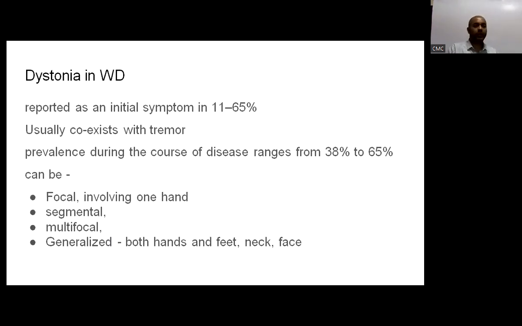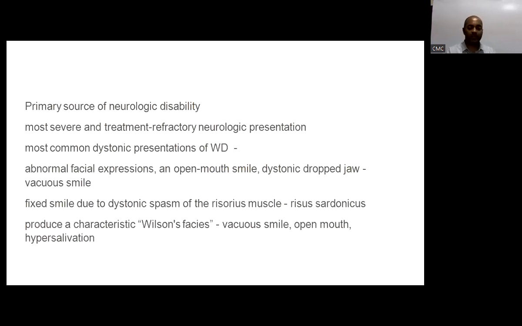So coming to dystonia. Dystonia is also a disabling feature. It's reported in 11 to 65%, and usually coexists with tremor. The prevalence during the course is 38 to 65%. Dystonia in Wilson's can be focal, segmental, multifocal, or generalized. Dystonia is the primary source of neurological disability. What disables the patient primarily is dystonia. It is severe and mostly treatment refractory.